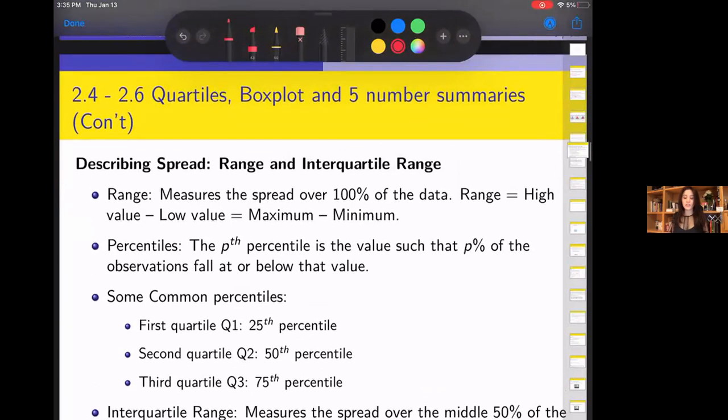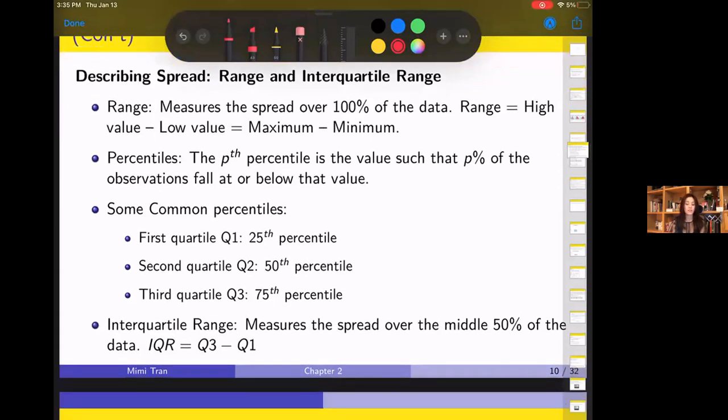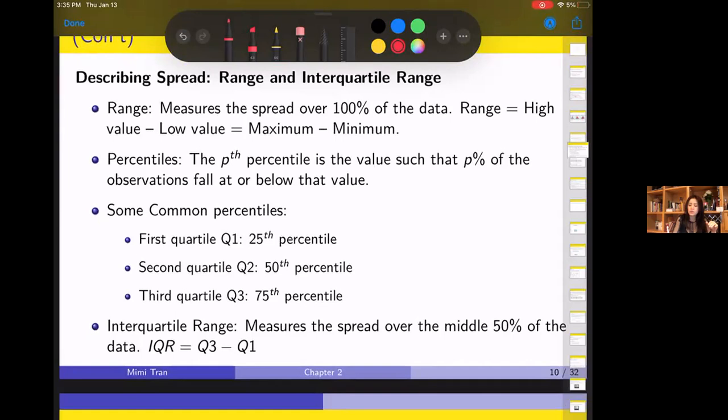So the five number summary describes the spread of the data. We have the range and the interquartile range. The range is the measure of the spread over 100% of the data: max minus min, that's it. Percentiles: the pth percentile is the value such that p percent of the observations fall at or below that value. Some common percentiles you'll see on box plots: the first quartile, denoted Q1, accounts for the 25th percentile of the data set. The data set is 100%, so Q1 is up to 25% of the data. The second quartile is the 50th percentile of the data set. What does this remind you of?